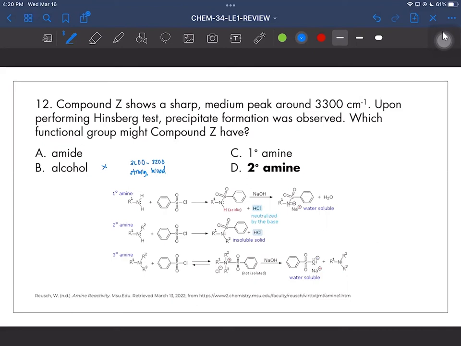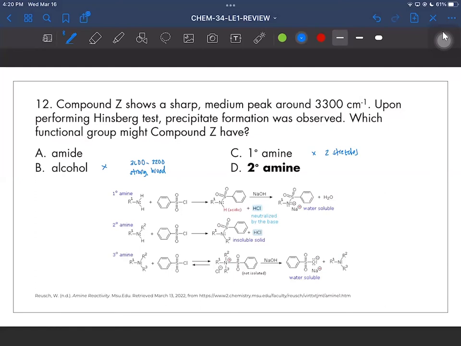This also cannot be a primary amine because although it has peaks around 3300, a primary amine has 2 peaks around 3300 due to the symmetric and asymmetric stretching of both NH bonds in the primary amine. So it cannot be a primary amine. So it can only be either an amide, or in this case a secondary amide, or a secondary amine. So how do we differentiate between the two?